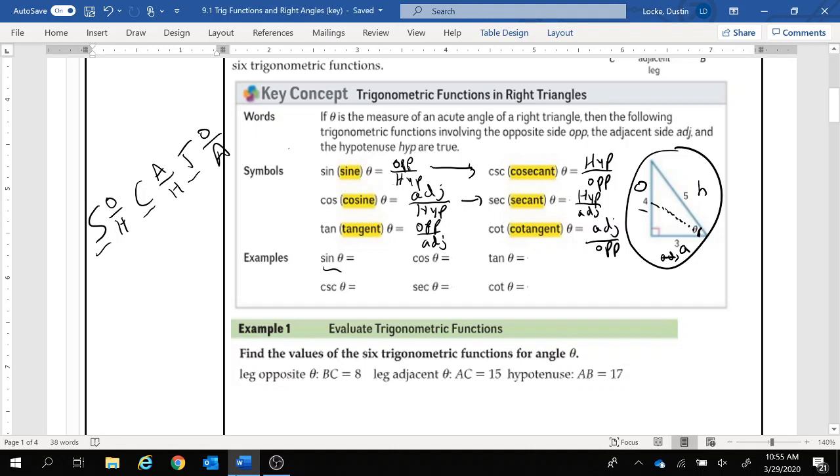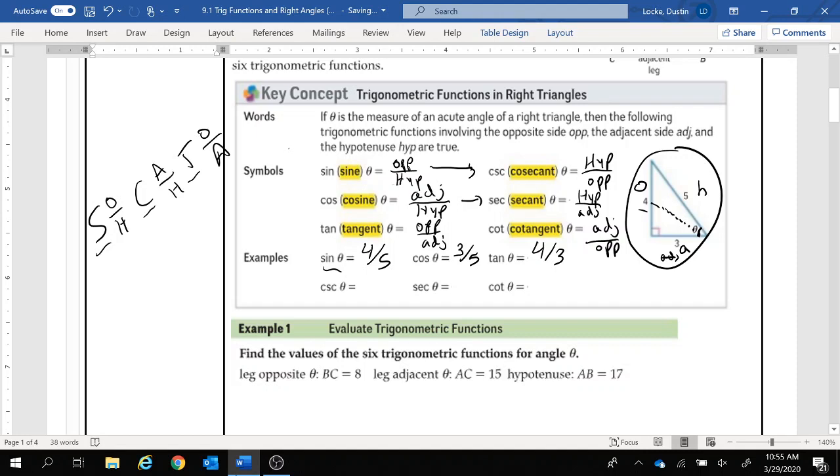Now, let's set up our ratio. Sine is O over H, or opposite over hypotenuse. So we have 4 is the opposite side over the hypotenuse, which is 5. Cosine now is going to be adjacent over hypotenuse, or A over H, which is 3 over 5. And then tangent is going to be opposite over adjacent, so O over A, which would be 4 over 3.